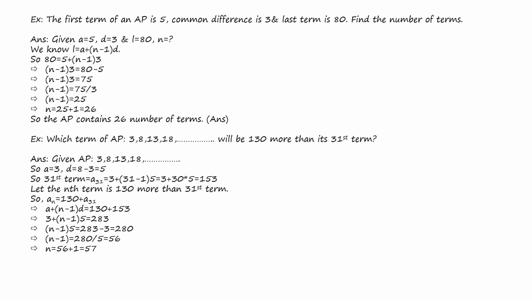Putting the values of a and d in the respective places, we're getting 3 plus (n minus 1) times 5 equals 283, or (n minus 1) times 5 is 283 minus 3, which is 280. So n minus 1 is 280 by 5, which is 56. So n is 56 plus 1, 57. That means the 57th term is 130 more than the 31st term. So the required term is the 57th.